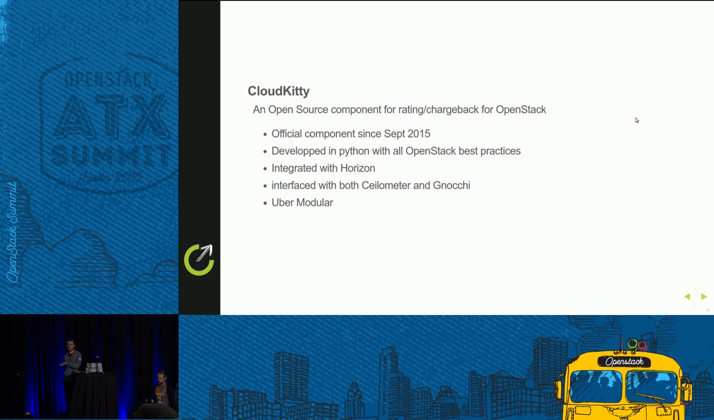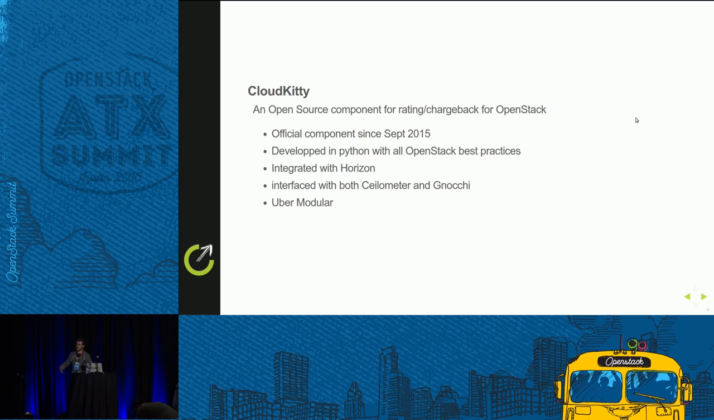I'll talk quickly about CloudKitty, how it's working. You'll know how it's working when we do all the configuration. It's a pretty new project. It was integrated in the Big Tent. The first release from the Big Tent is in Mitaka, and it's all Python, like every component of OpenStack. And we can integrate data from Ceilometer and Gnocchi.